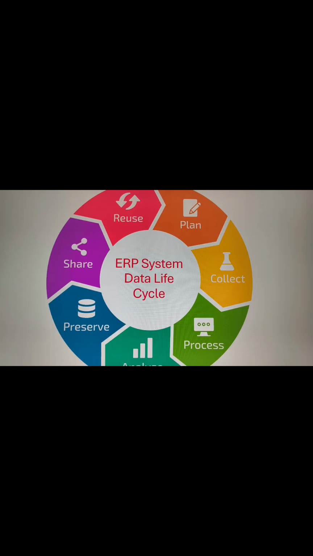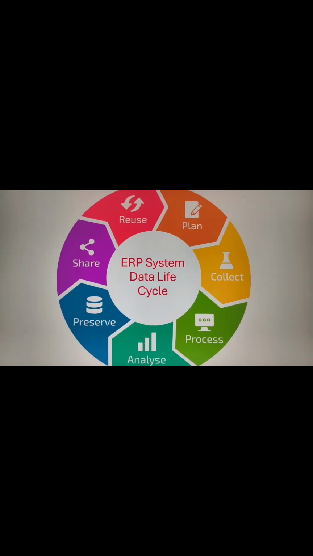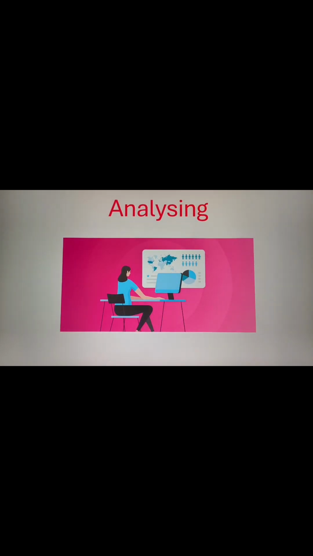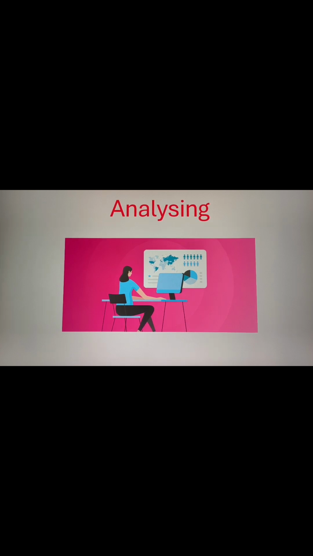Next is process. This involves manipulating and transforming the data to make it more useful, like updating inventory levels after a sale. Metadata here includes process type, process date, and processing agent. Then comes analyze. Here we examine the processed data to gain insight, like running sales reports to understand trends. Metadata includes analysis type, date of analysis, and analyst's name.